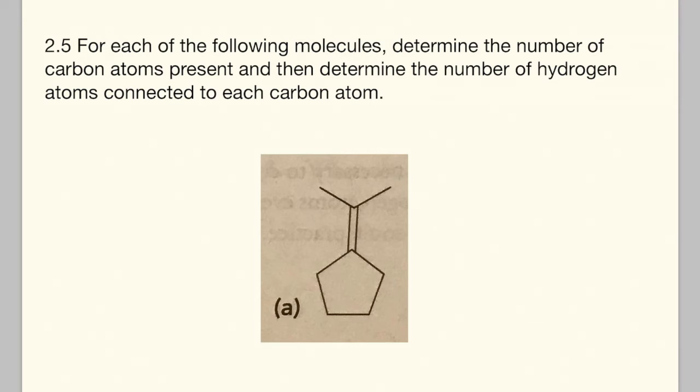This is problem 2.5 from Klein's Organic Chemistry textbook, second edition. They tell us, for each of the following molecules, determine the number of carbon atoms present, and then determine the number of hydrogen atoms connected to each carbon atom. So just remember that each carbon needs to have a total of 4 bonds. Any missing bonds should be to hydrogen.